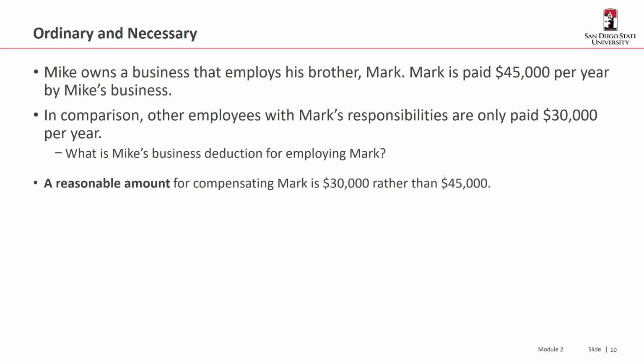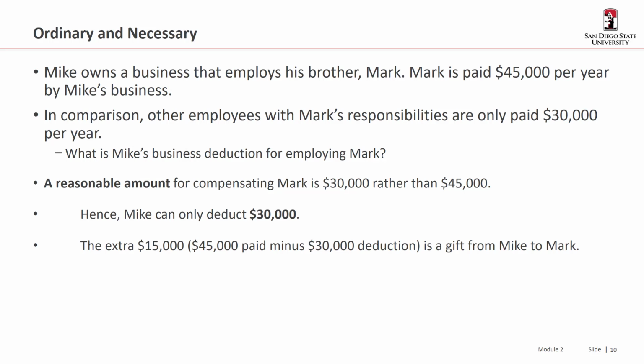There are, of course, opportunities to change that. So you might say, well, no, wait a second. Mark's worked here way longer, and so he's way more talented. But likely the IRS is going to come in and say, no, no, no, you can only deduct the 30,000. The extra 15 is some sort of gift that's going from Mike to Mark.